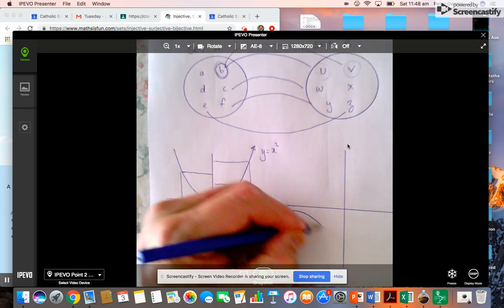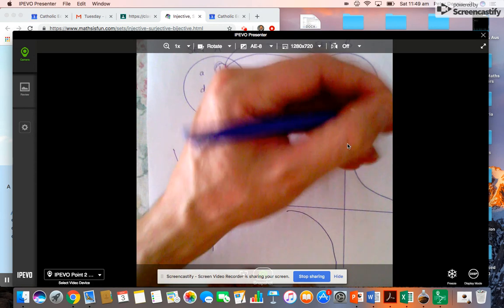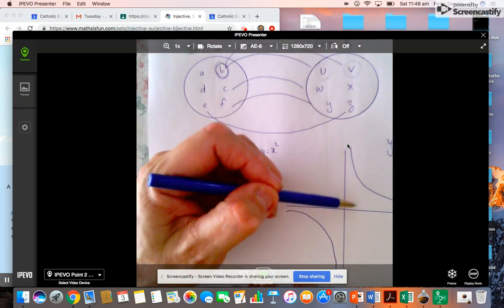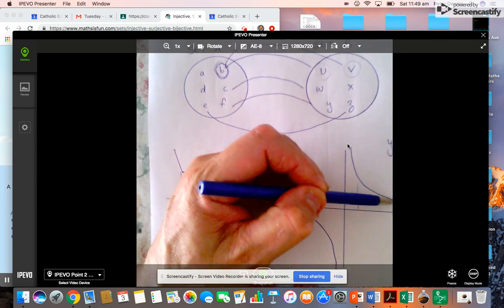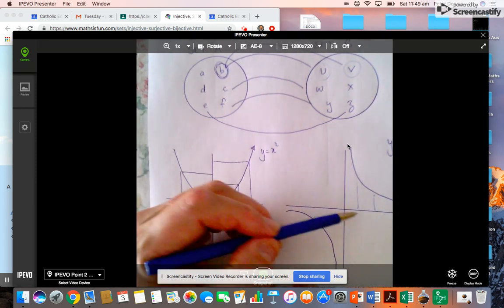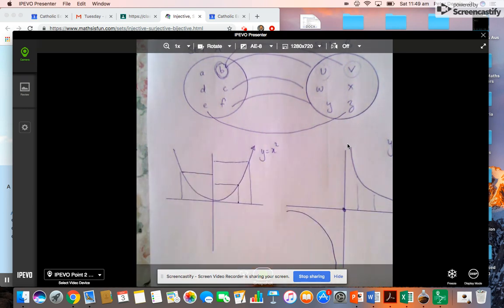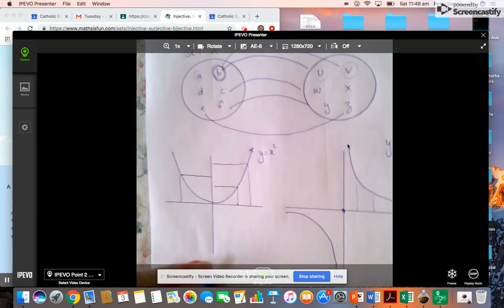This is a function. Y equals 1 over x. So every x value has, again, at most one y value. It doesn't matter what the x value is, it has a y value. Now this one doesn't exist at x equals 0, but that's okay. It's still a function. At x equals 0, there is no y value. Up here it goes nowhere, but that's okay as long as it doesn't go to 2 places.